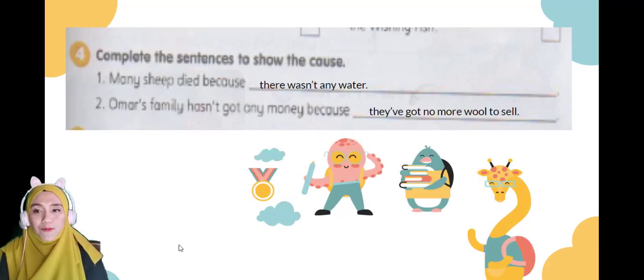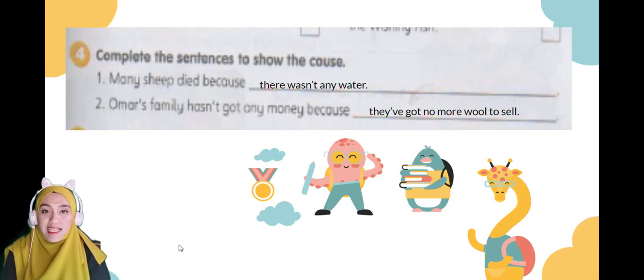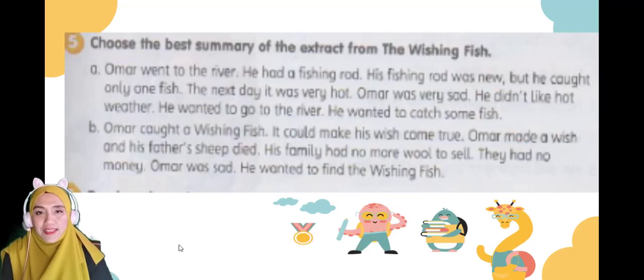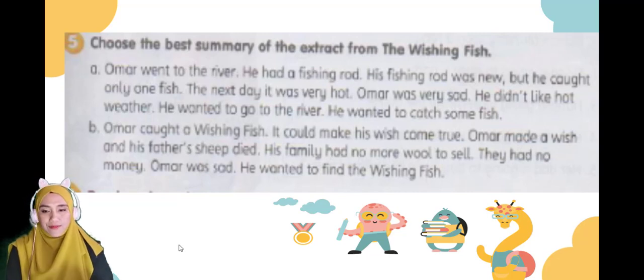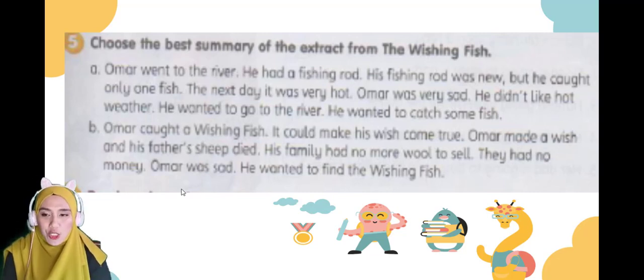Okay, for number 1, many sheep die because there wasn't any water. Number 2, Omar's family hasn't got any money because they got no more wool to sell. Now, let's look at activity 5. Choose the best summary of the extract from the wishing fish.